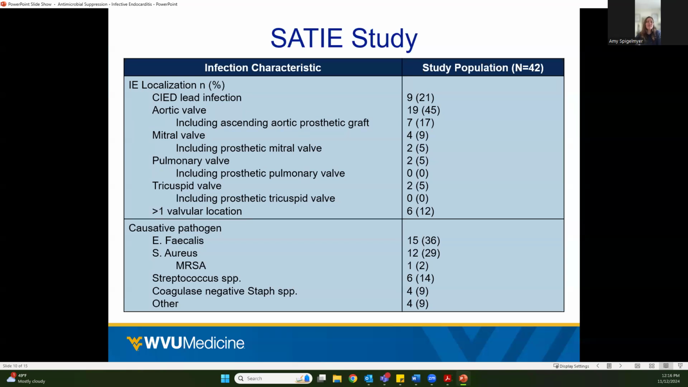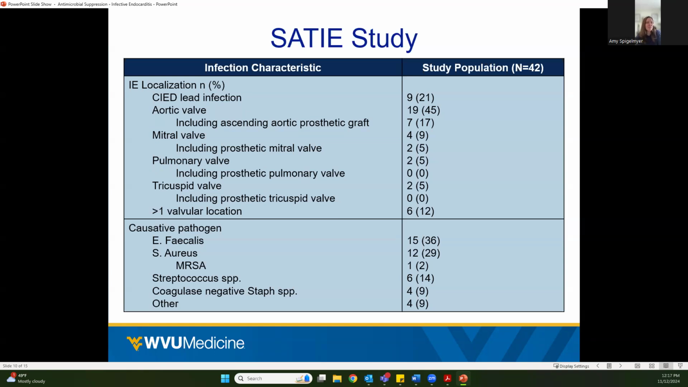From a pulmonary valve standpoint, 5% had pulmonary valve endocarditis, but none were prosthetic. And then 5% had tricuspid valve endocarditis and none were prosthetic. And then 12% of the patient population had more than one valvular location. So a lot of variation here, mostly aortic valve as well as ICD-related infections.